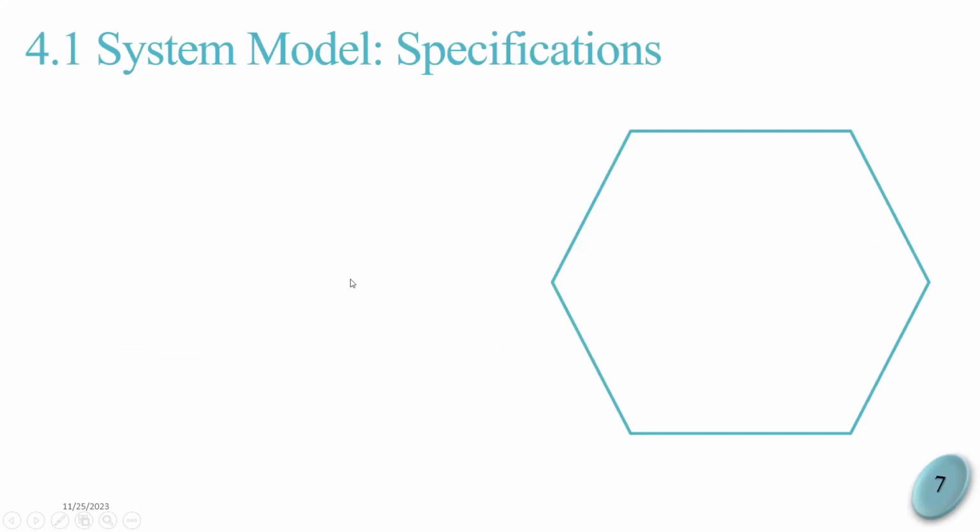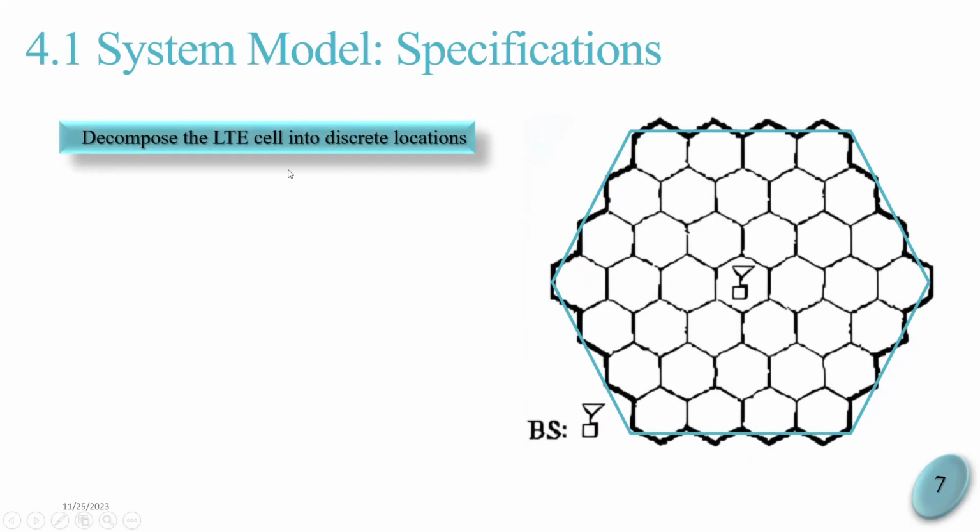So, the proposed system model. Let's start with some specification of our model. First, we consider a single LTE cell, as we can see here. We start by decomposing the LTE cell into discrete locations or subcells. So we will have different subcells.